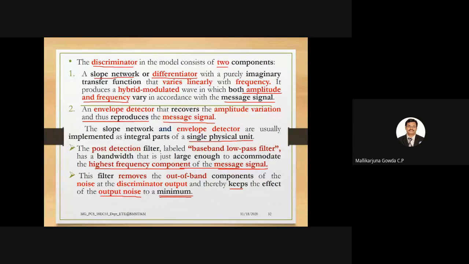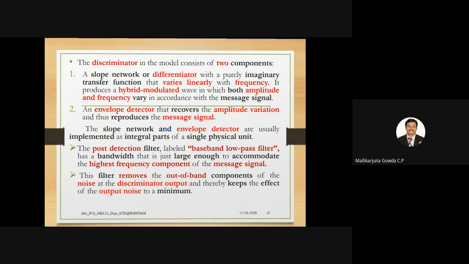So it will remove the out of band noise component, right? With that it will minimize the effect of output noise to the minimum value. With that, we say the performance of FM receiver is superior compared to any other AM receivers, either the DSBSC receiver or even the AM receivers. Okay, fine.